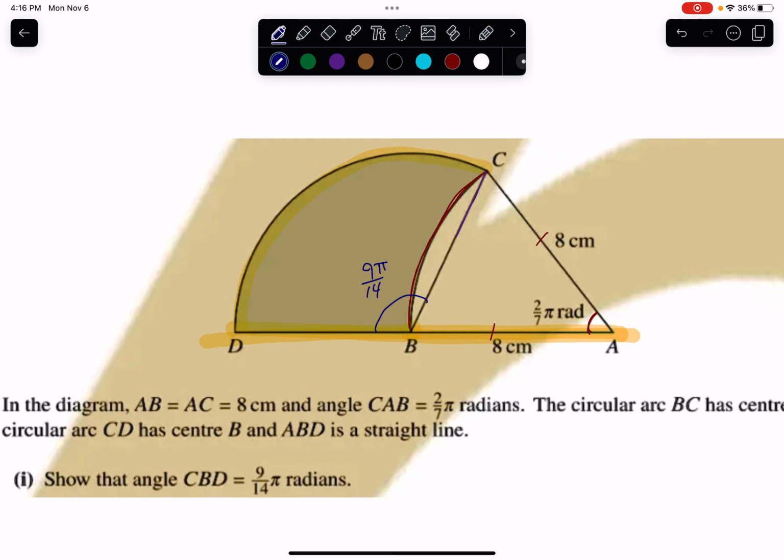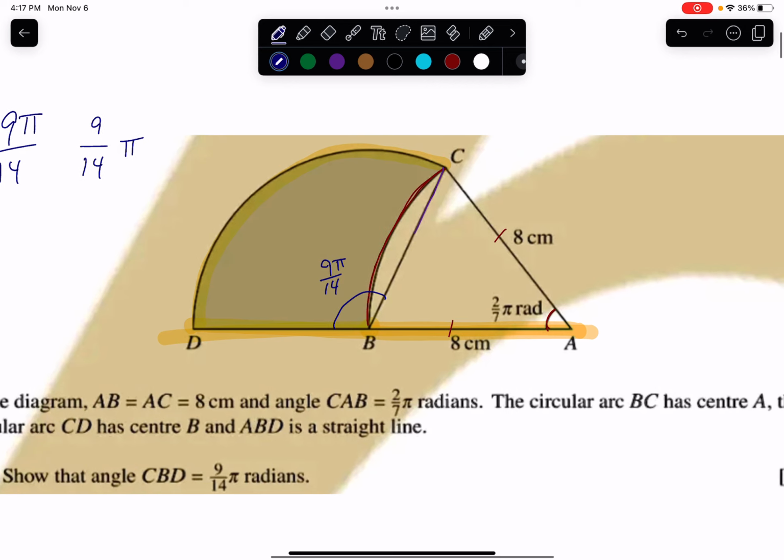Or 9/14 pi. I like to say the pi on the top. I don't know if it really matters. I guess we can say it like that, pi radians. So how can we figure this out?